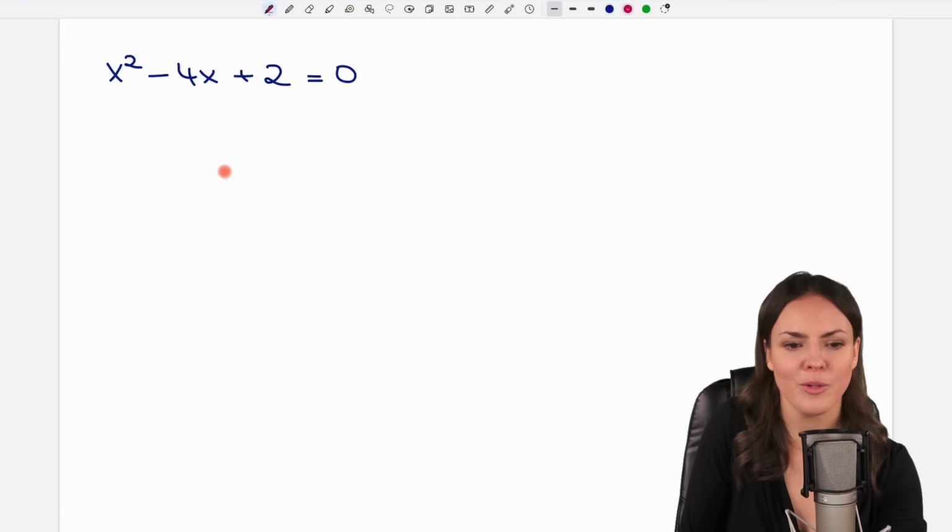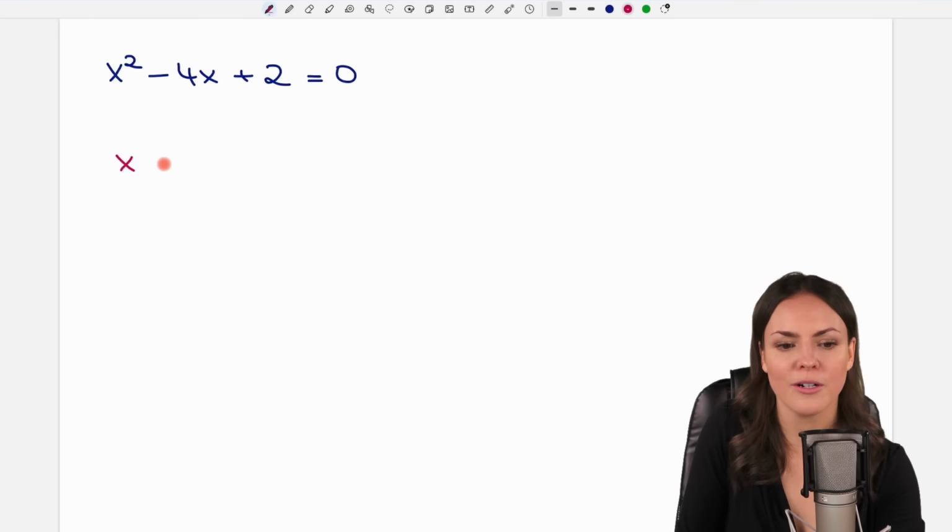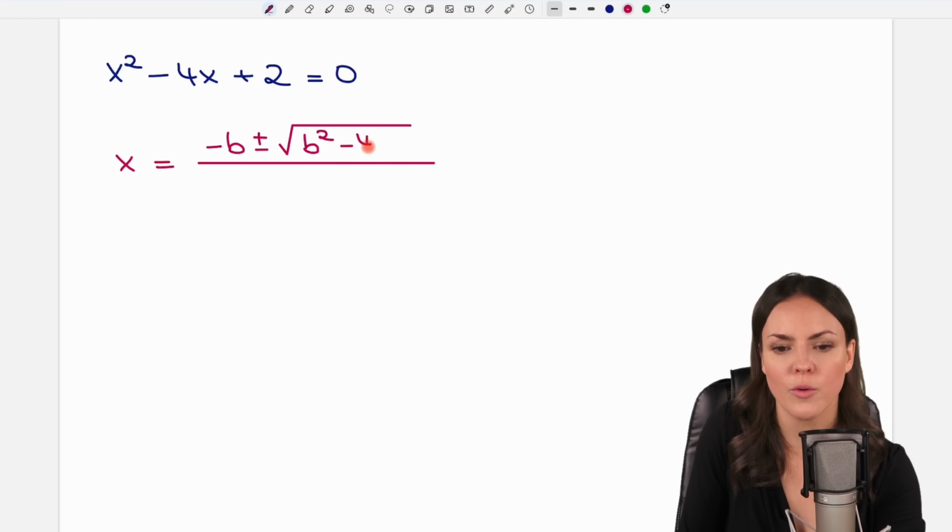So I write the formula down first. We find our solutions to this equation by doing the following: minus b plus minus the square root of b squared minus 4ac, divided by 2a.